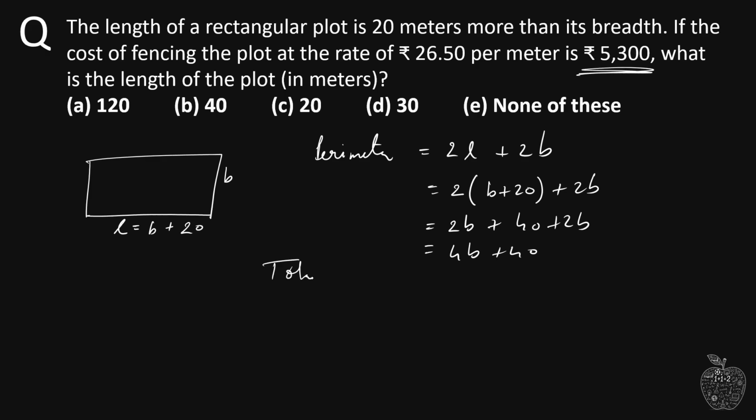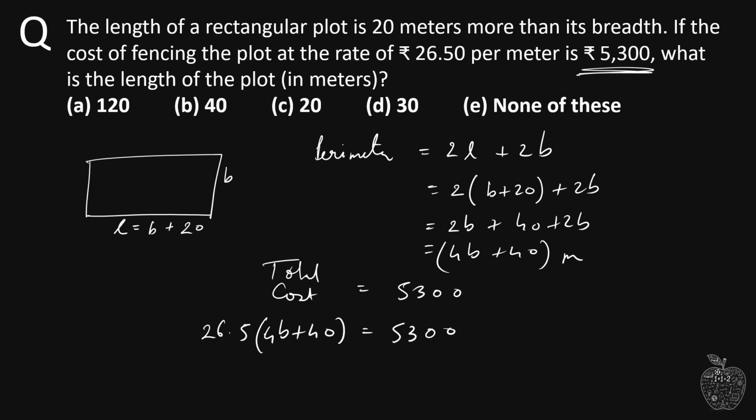So total cost is 5300 and the rate of fencing is 26.5 per meter. Now 26.5 is the cost of fencing 1 meter, and how many meters are to be fenced? 4b plus 40 meters is to be fenced. So we multiply 26.5 by this 4b plus 40 is equal to 5300. This is the total cost of fencing. Now we have an equation. After solving this, we'll get the value of b here.